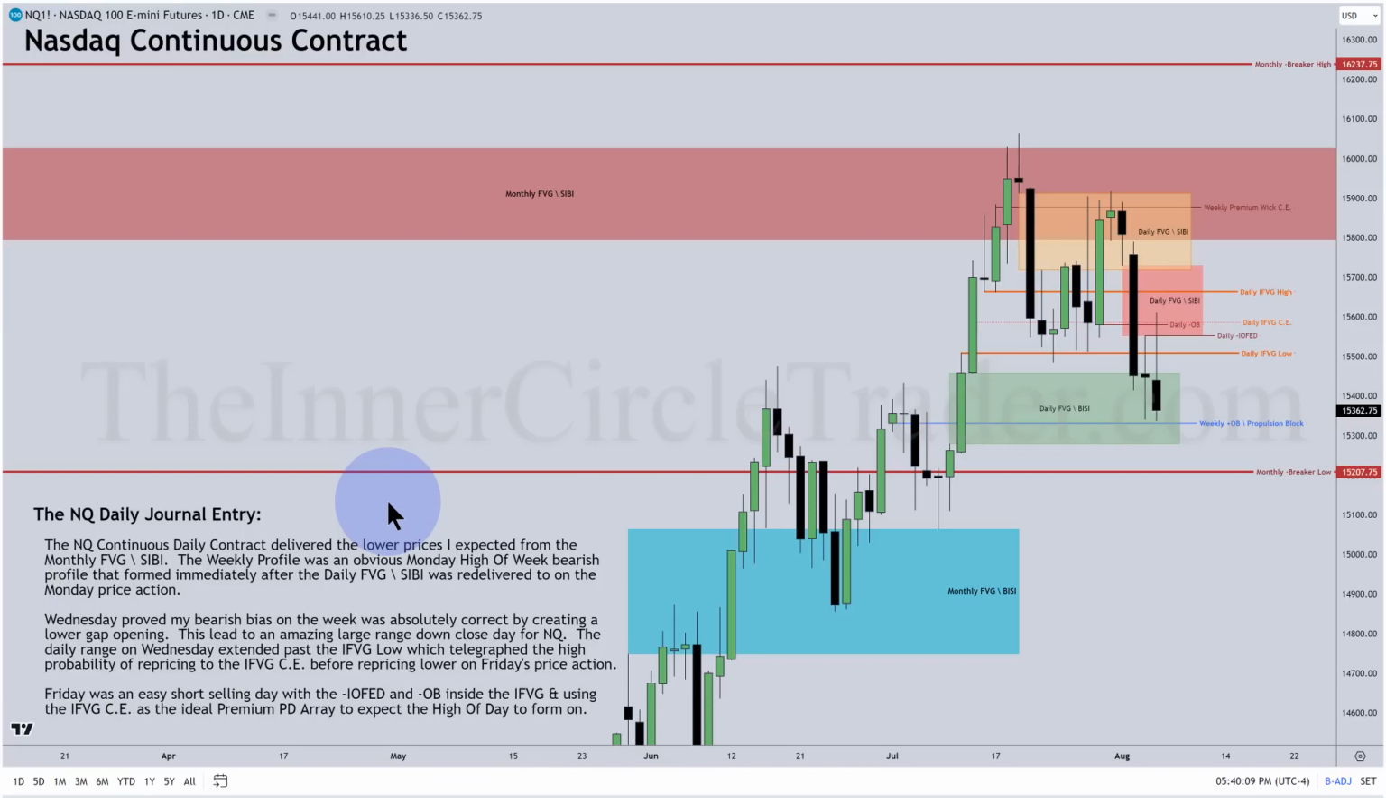Weekly profiles, to me, are like templates. What is the roadmap that price is likely to follow? This weekly profile was an obvious Monday high of the week bearish profile that formed immediately after the daily fair value gap SIBI was redelivered to on the Monday price action.